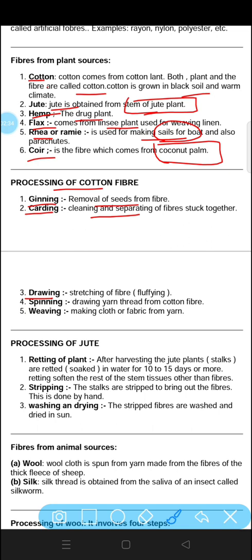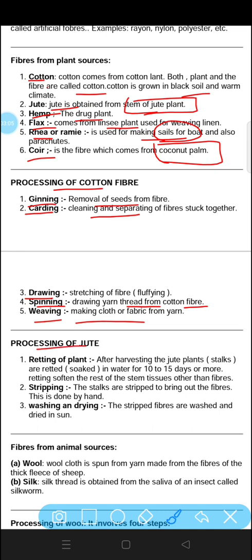After that, drawing. Stretching of fiber. Fibers are stretched. That process is called drawing. Then spinning, drawing yarn threads from cotton fiber. Making threads from cotton is called spinning. And then weaving. Weaving means making cloth from yarn. Fabrics are made from the fibers.